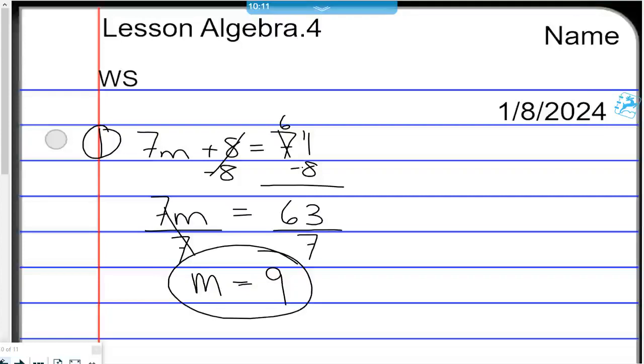Pretty simple, close to what we did on Friday, but today is a different day. Today we're using that second step.